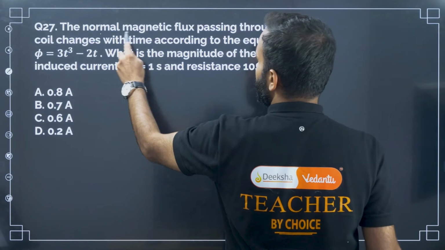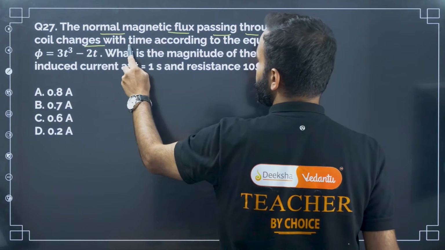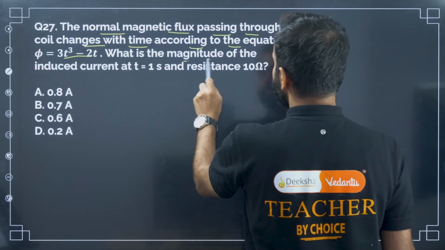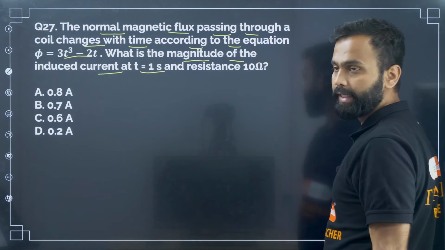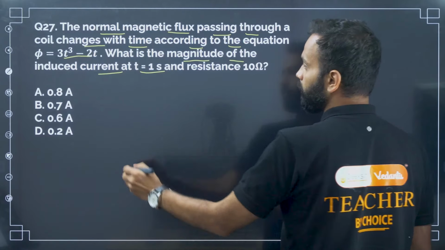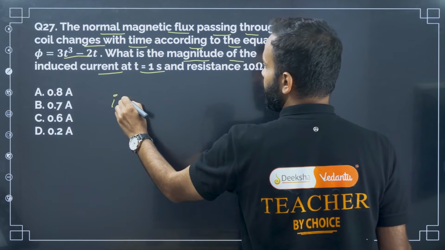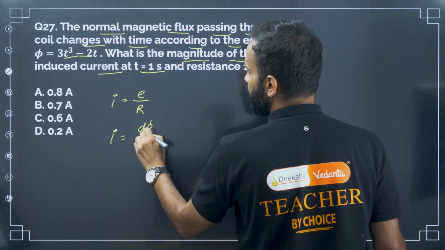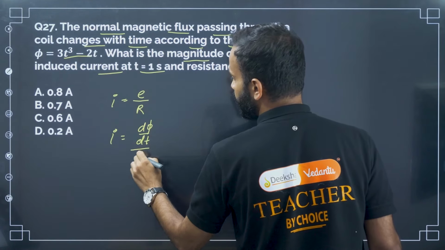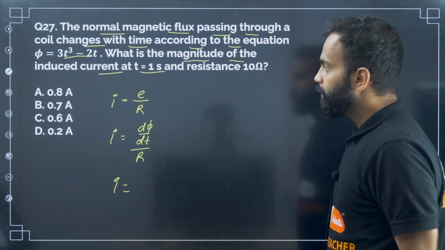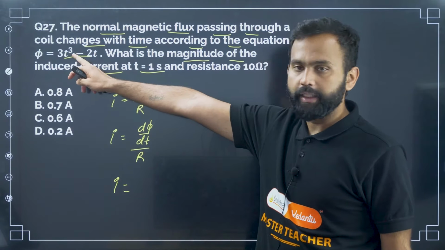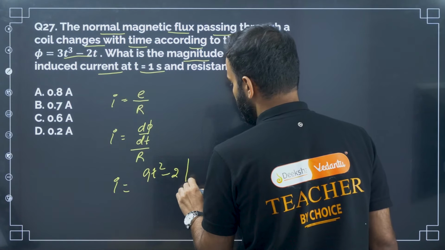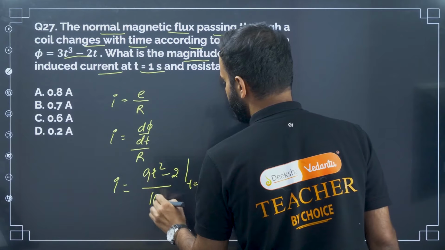The normal magnetic flux passing through a coil changes with time according to the equation phi equal to 3t cube minus 2t. What is the magnitude of the induced current at t equal to 1 second and resistance 10 ohm? We know that induced current I equal to induced EMF divided by R. The induced EMF is the rate of change of magnetic flux, d phi by dt. Now d phi by dt is 9t square minus 2, at t equal to 1 second, divided by 10 ohm.